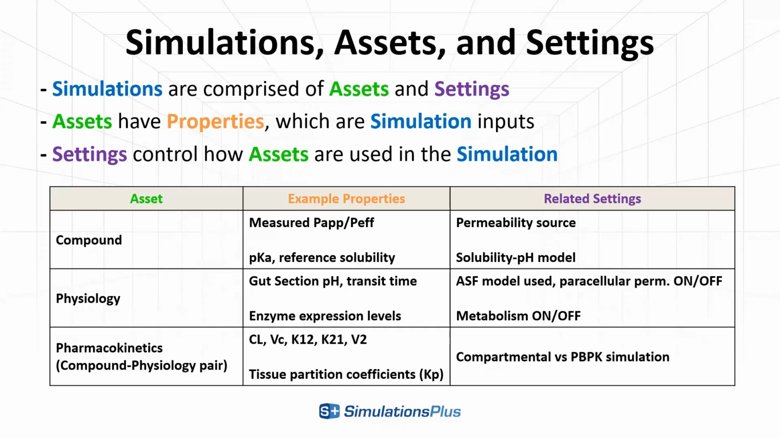Likewise, two different compounds may have different tissue partition coefficients, even when paired with the same physiology. Additionally, because compartmental and PBPK parameters can exist side by side in GPX, one PK model must be selected when creating a simulation.